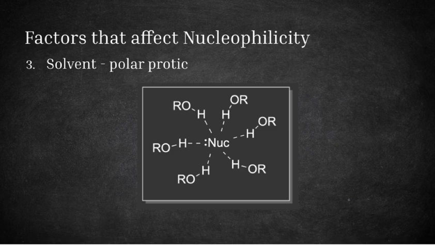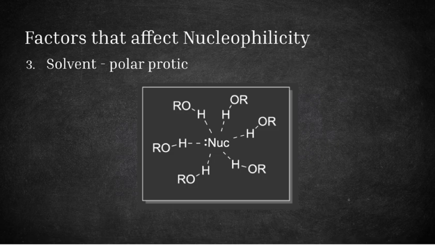A polar protic solvent can engage in hydrogen bonding with a nucleophile, forming a shell of solvent molecules around it. This solvation stabilizes the nucleophile and makes it significantly less reactive, as its non-bonding electron pair interacts with the electron-poor hydrogen atoms in the solvent. Examples of commonly used polar protic solvents are water and alcohols.